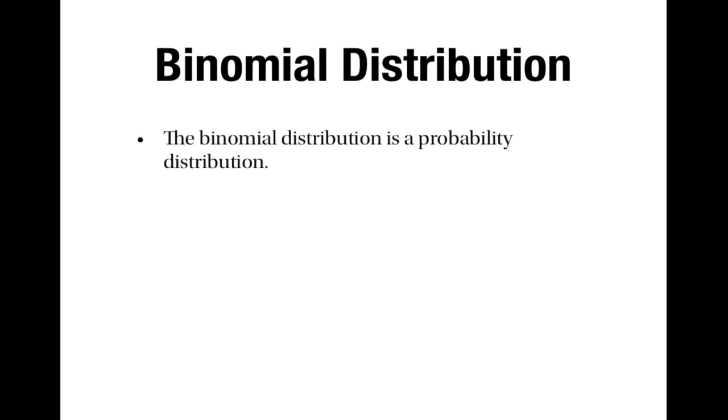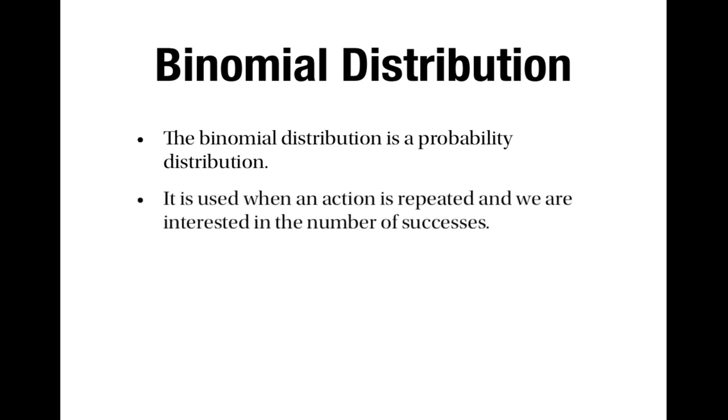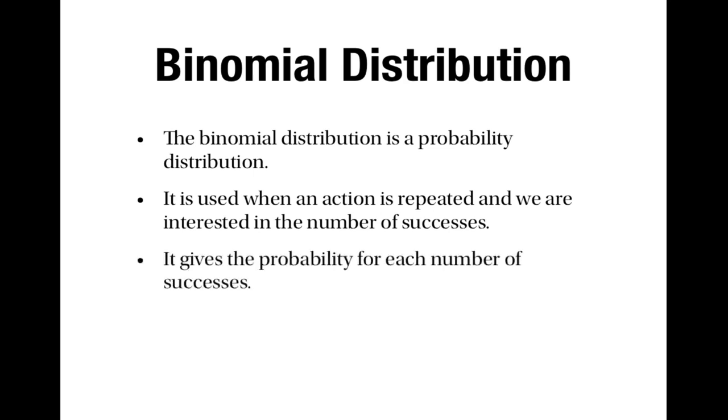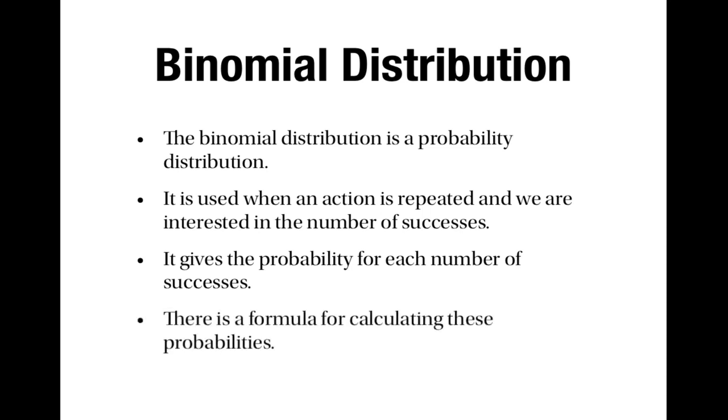This is a video about the binomial distribution. The binomial distribution is a probability distribution which is used when an action is repeated and we're interested in the number of successes. It gives the probability for each possible number of successes, and there's a formula for calculating these probabilities. The purpose of this video is to explain the formula and show you how to use it.